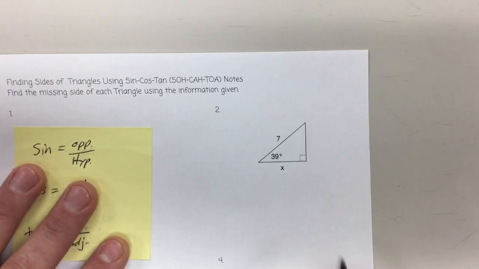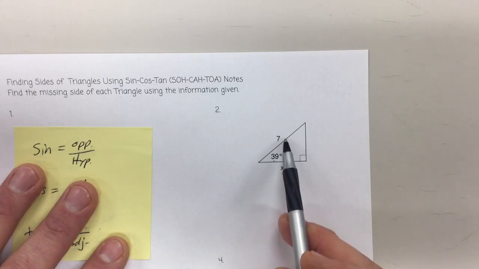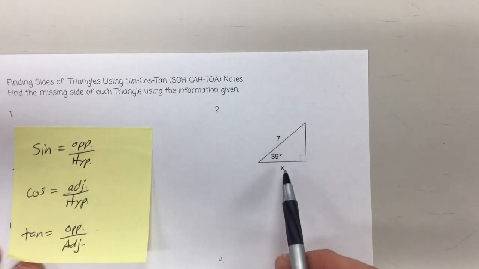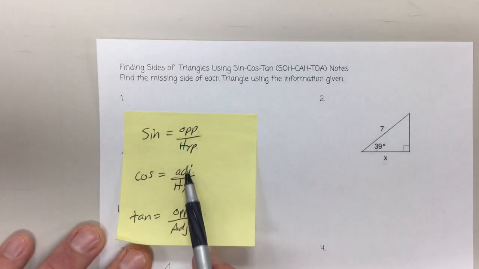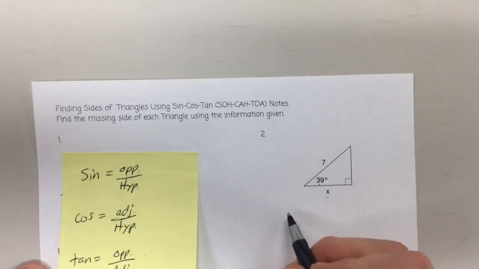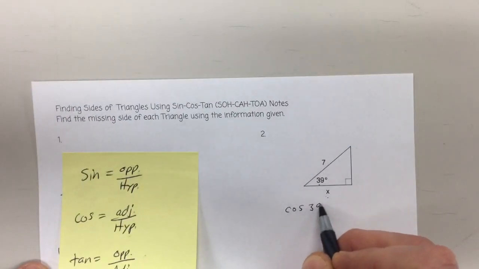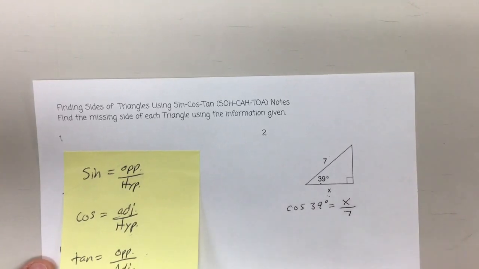Now, for number 2, I'm given this angle. I'm looking for this side, which is the adjacent side, and 7 is the hypotenuse. So I'm using adjacent and hypotenuse. Adjacent and hypotenuse is cosine. So cosine of 39 is equal to the adjacent side x over the hypotenuse 7.